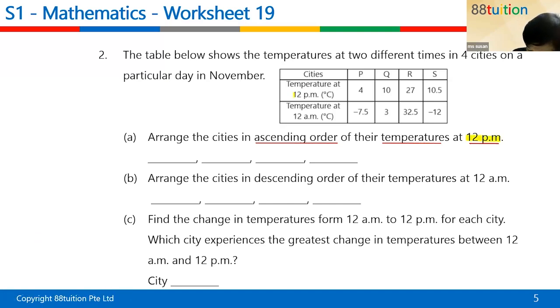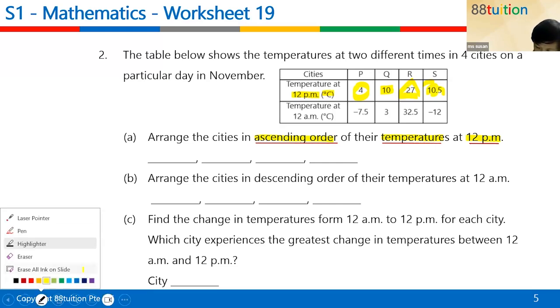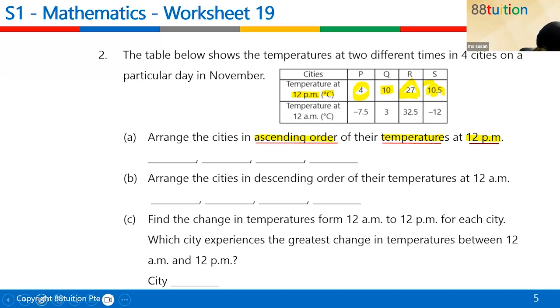First thing first, 12 p.m. And they are talking about temperature. So temperature is this thing. And then ascending order, so it's 4, 10, 27, or this one. So there are 4 temperatures for you to work on. So let's take a look at how you want to rearrange them. Ascending means starting from the lowest and ending with the highest. Of course, the colder it is, the earlier it will come.